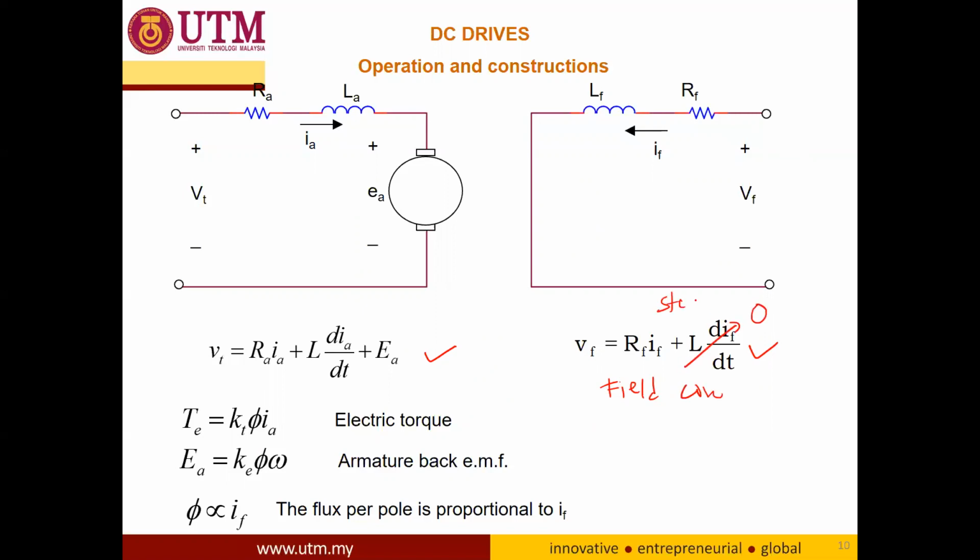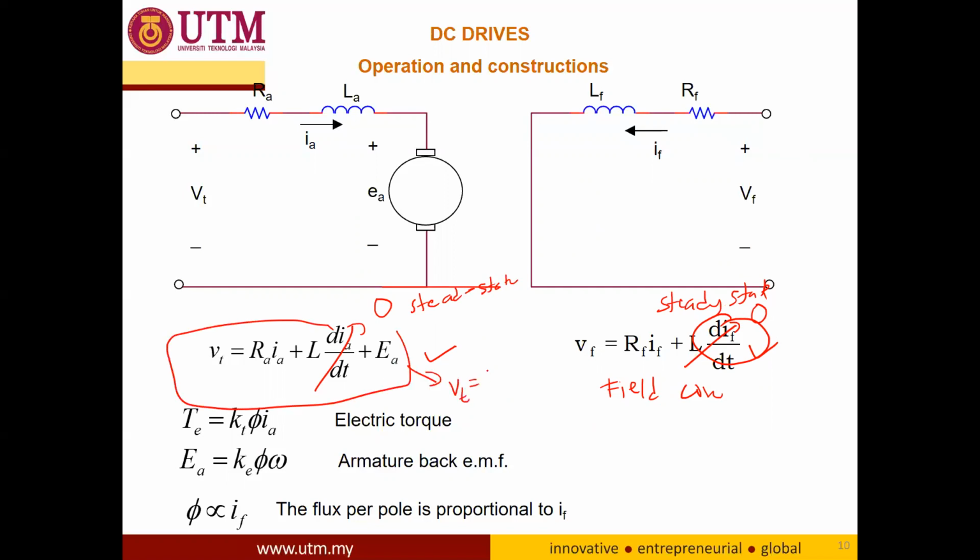Okay, steady state. So this term will become 0. This one also will become 0 in steady state. So for this equation in steady state, we can reduce it to VT = RA IA + EA only. And for the field circuit, we can reduce it to VF = RF IF, for steady state operation.